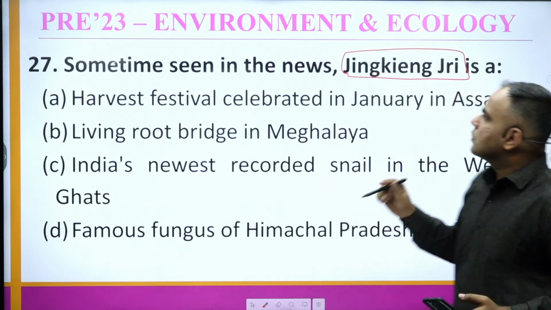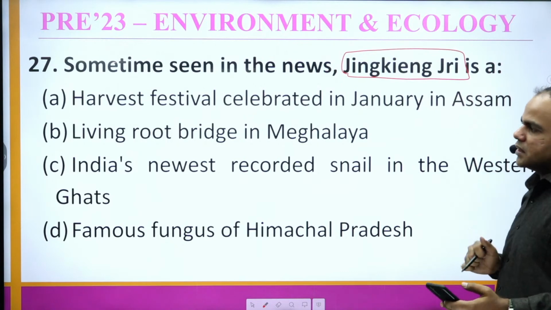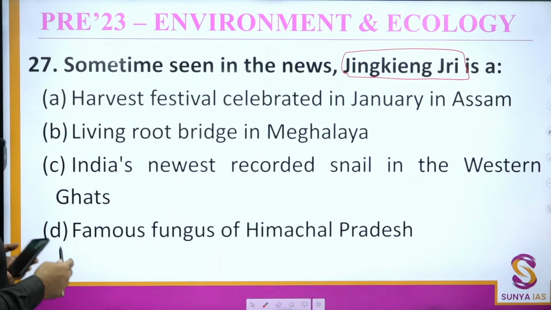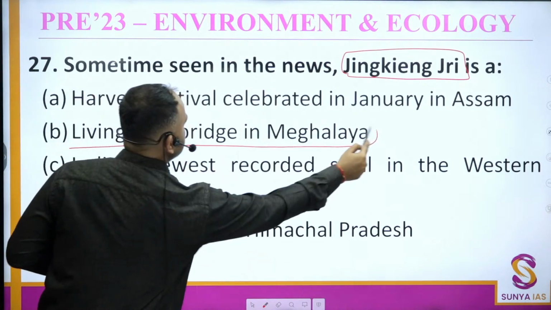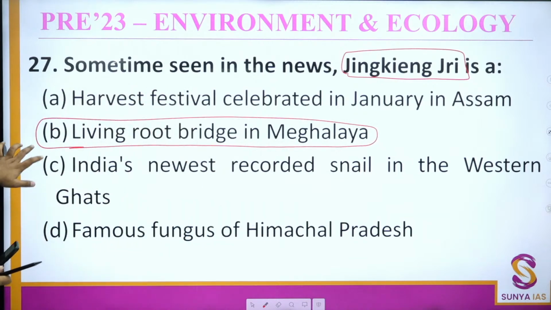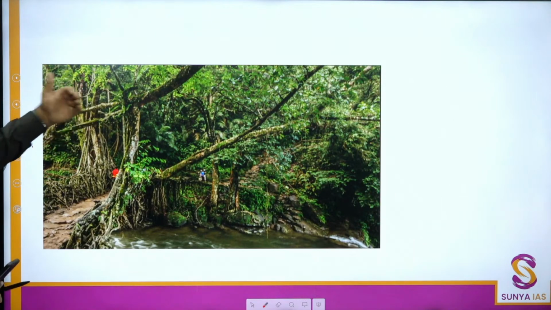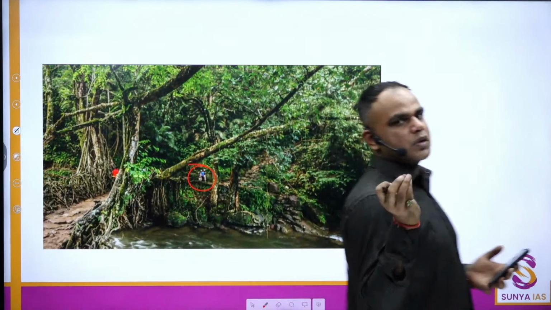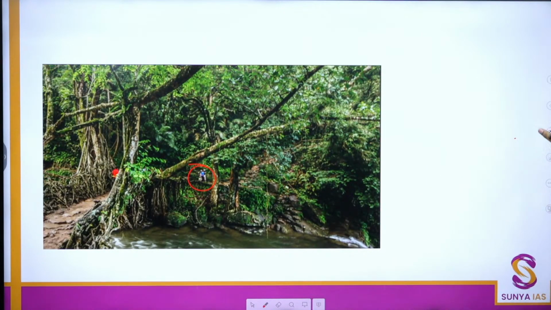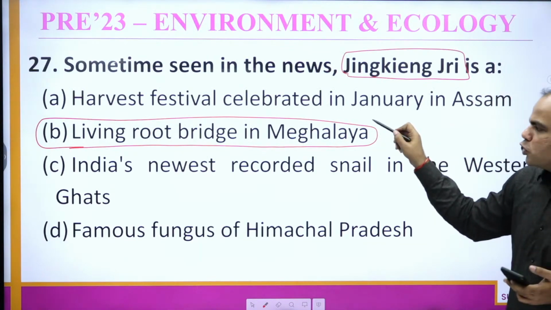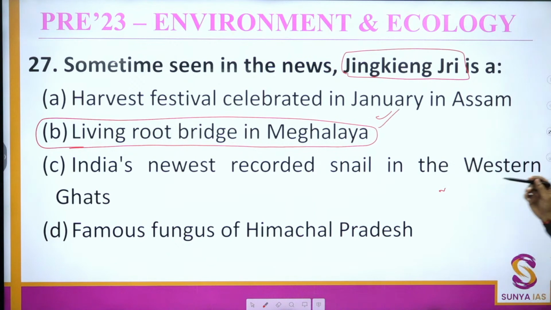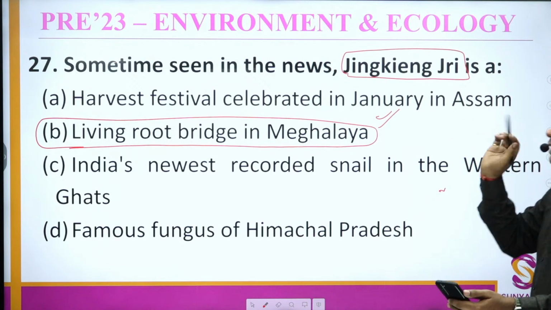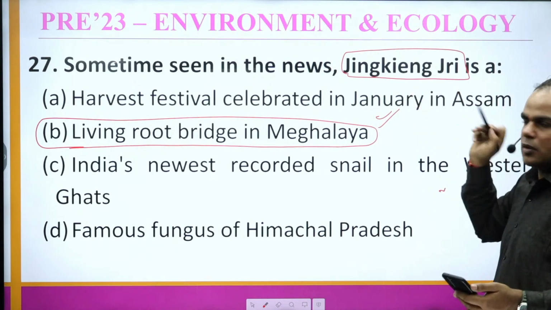Question number 27. This Jingkieng Jri, what is this? Again, this is a kind of one-liner question. So these are the living root bridges in Meghalaya. Some of you might have seen these living root bridges. This is a good tourist destination and also a tourist spectacle. So when I'm saying this term Jingkieng Jri, these are basically the living root bridges in Meghalaya. Yes, I think some of you got this question correct. Very good. The answer here for 27 is B, living root bridges in Meghalaya.